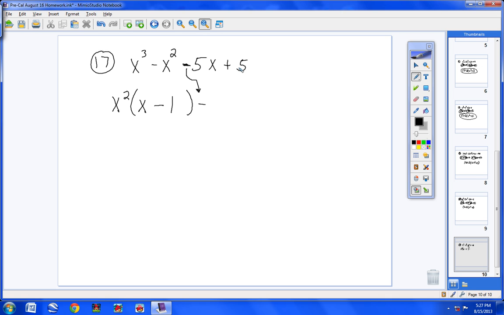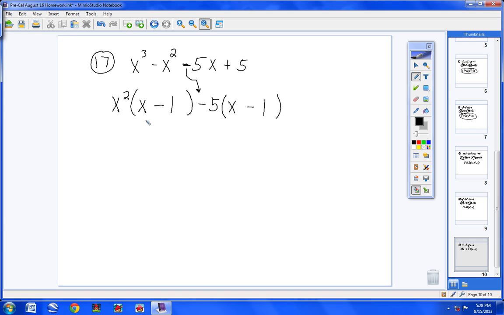I have a 5 and a 5. What's the biggest number that goes into 5 and 5 evenly? Well, 5. Do I have an x in both terms? No, so I cannot pull an x out. So let's go ahead and put our parentheses. Now watch your signs. A negative 5 times x. A negative 5 times a positive x would be negative 5x. A negative 5 times a negative 1. A negative 5 times a negative 1 would give you a positive 5.